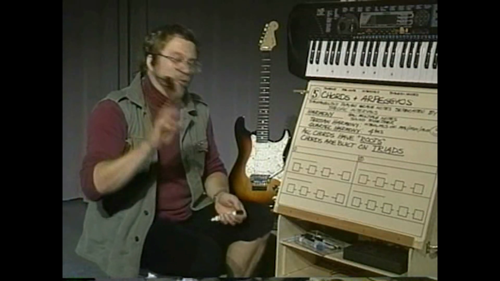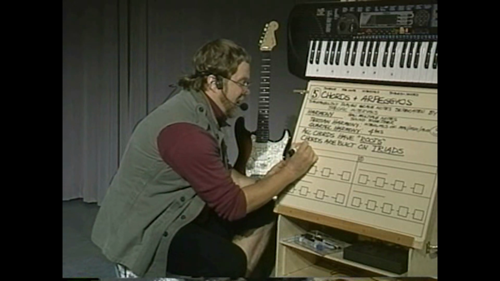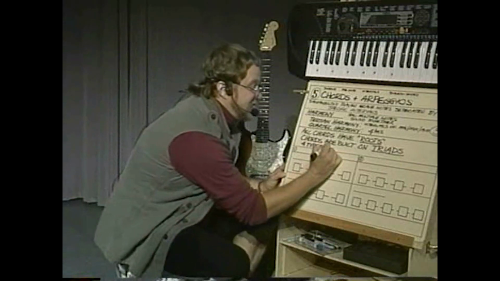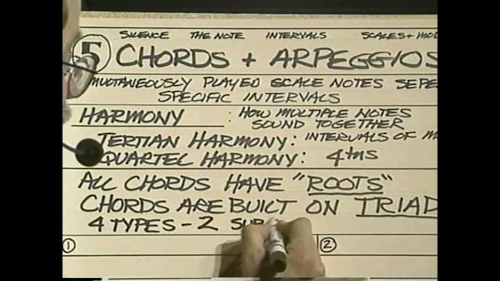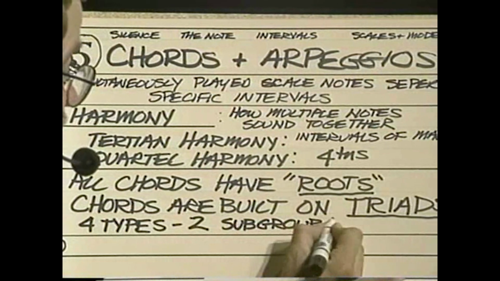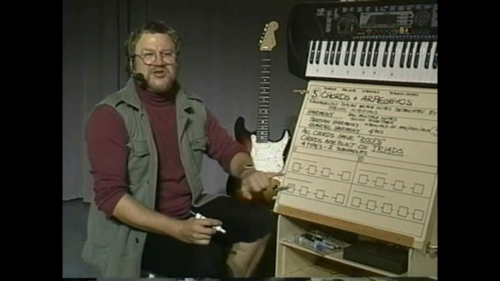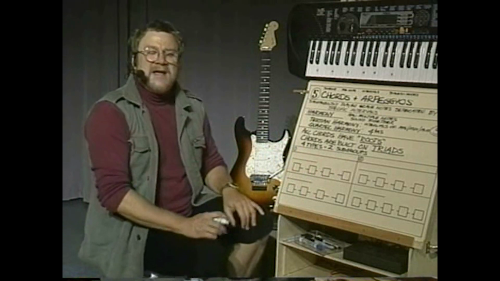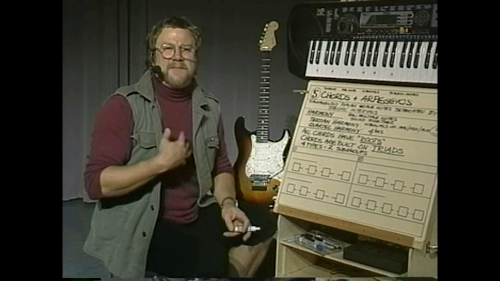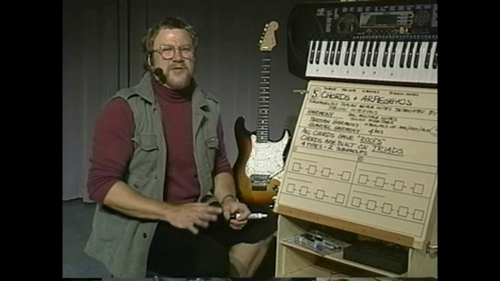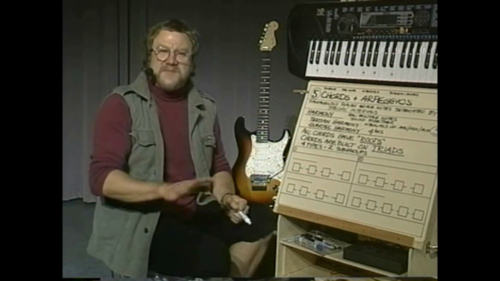Now, there are 4 different types of triads, and we're going to be talking about all 4 of those today. These 4 types are divided into 2 subgroups, and these groups have fascinating properties. So, chords are built on triads, there are 4 types of triads, and these are divided into 2 different subgroups. 2 of these types are very common, and you've heard of them and played them many, many times before. The other 2 are not quite as common in popular music, although people who really understand what's going on in music give them equal credence.